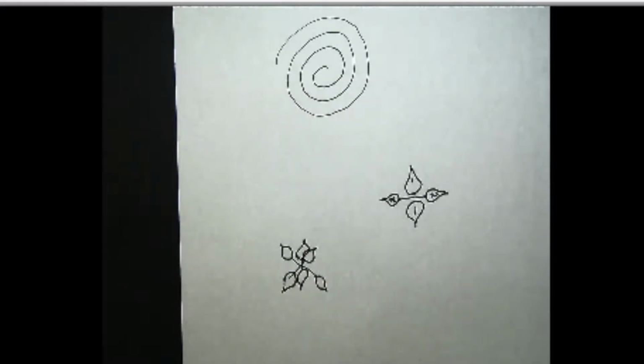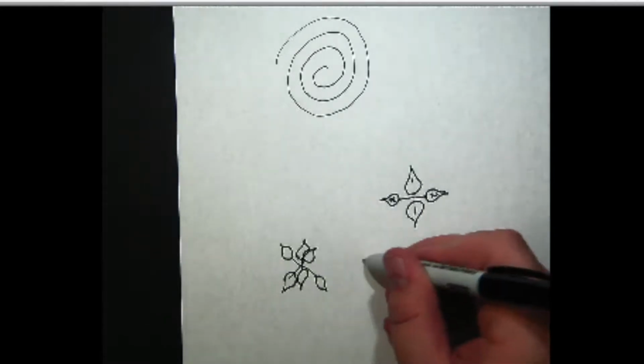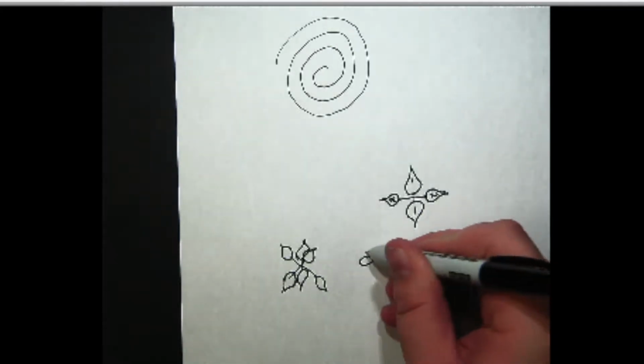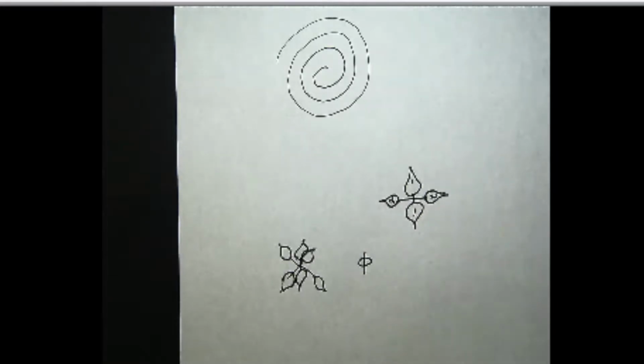They whirl their leaves around in a spiral, and that spiral is the golden spiral. Okay, so they use what is called a phi-th of an angle. So phi. Phi is that golden ratio.